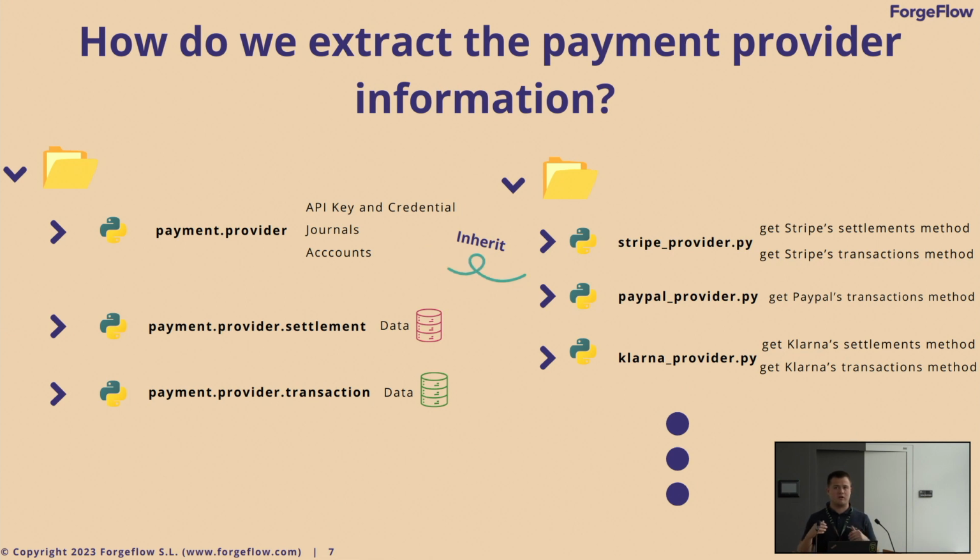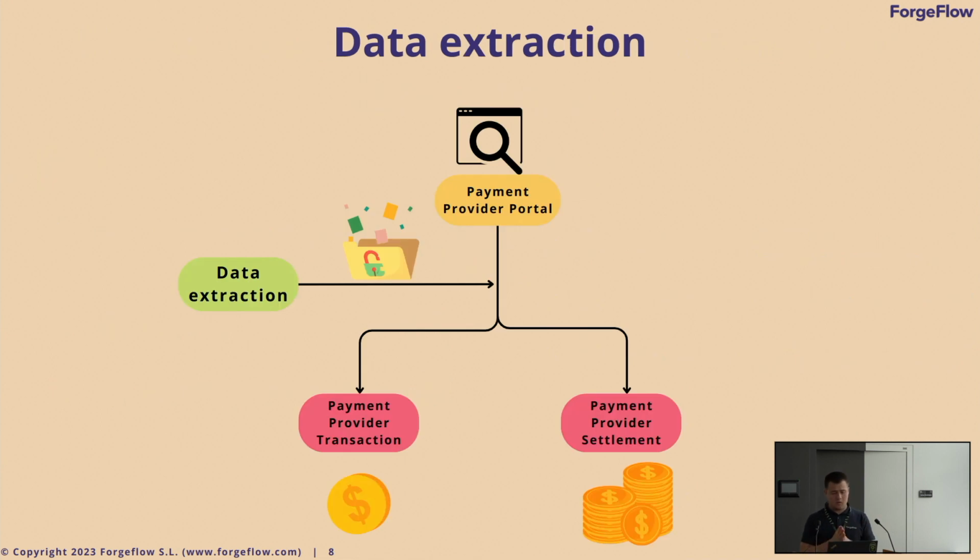So at the end, we think that for the standard OCA solution, we could have a base model with the payment provider, payment provider settlement and transactions, and then create a model for each payment provider, inheriting from this base model for the extraction of the payment provider data. At this point, we have connected to the payment provider portal and extracted the data. In Odoo, we have the data of the transactions in the payment provider transaction, and all the data you need for the payout in the payment provider settlement.